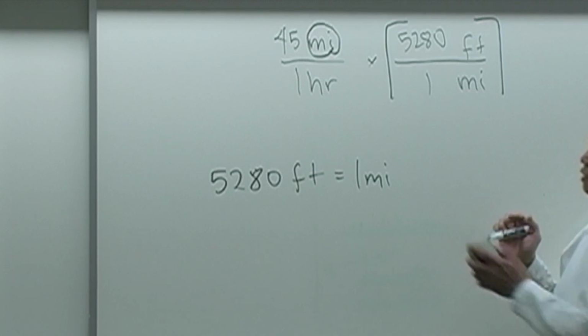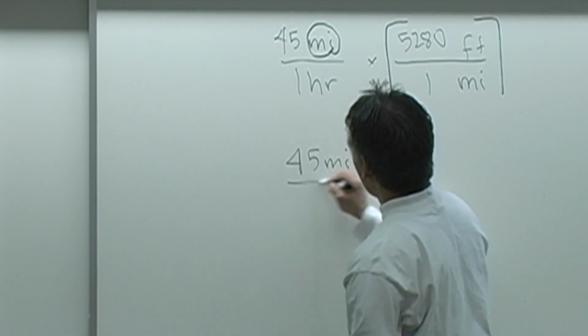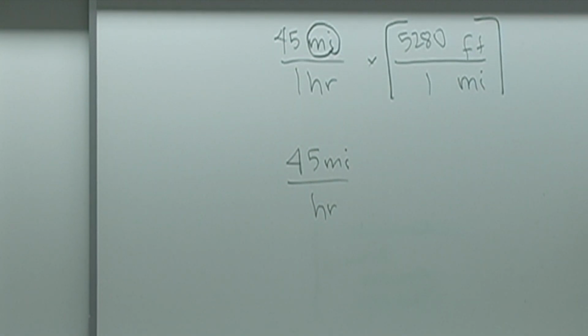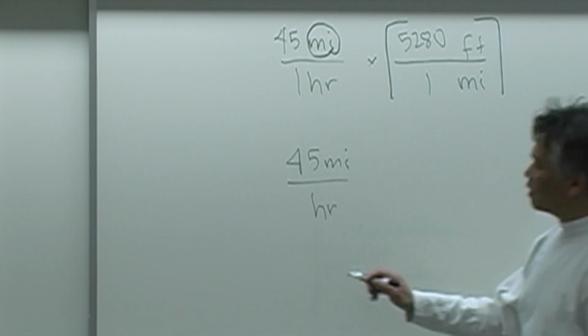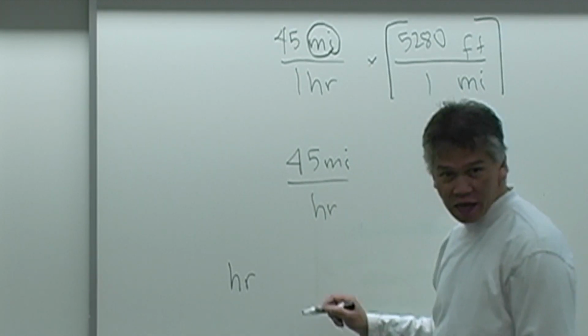Suppose I have 45 miles per hour, and I want to convert that to miles per second. How would I make that conversion? What relationship will I need to do that operation? What units do you think I'm going to have to work with? 60, but more specifically hours to seconds, right?